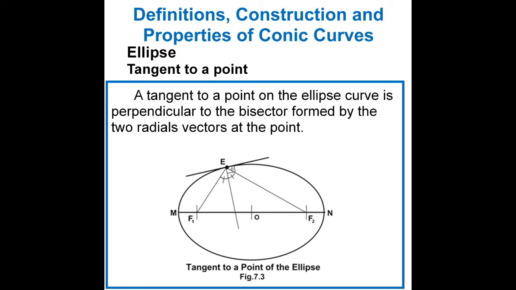In this slide, a tangent to a point of the ellipse is shown. Figure 7.3 shows an ellipse curve with foci F1 and F2, center O, and vertices M and N. The point E is marked on the curve. From the point E, the line segments EF1 and EF2 are drawn, which are the radius vectors of point E. The bisector of the angle formed by the two radius vectors is drawn. Drawing a perpendicular to the bisector through the point E, this straight line is the tangent to the curve at the point E of the curve.